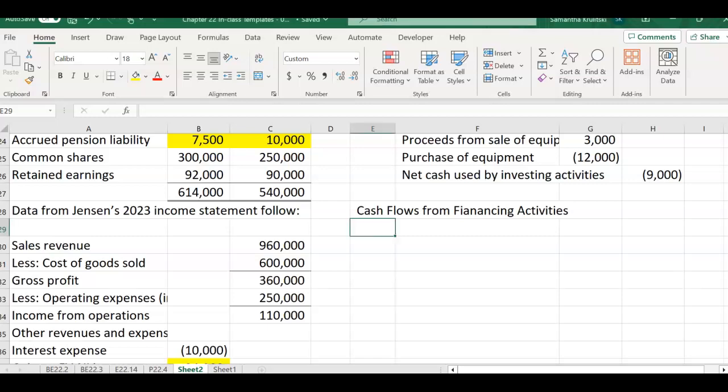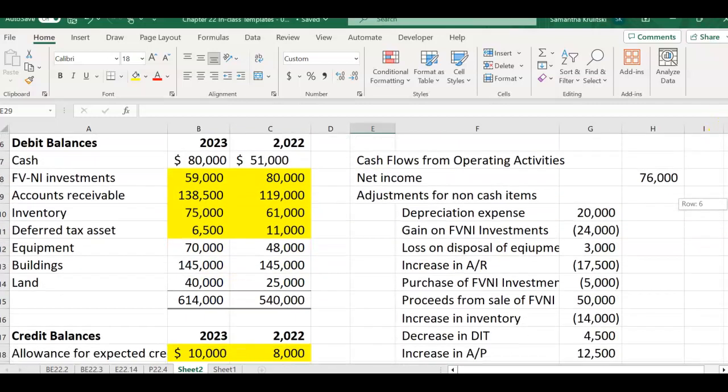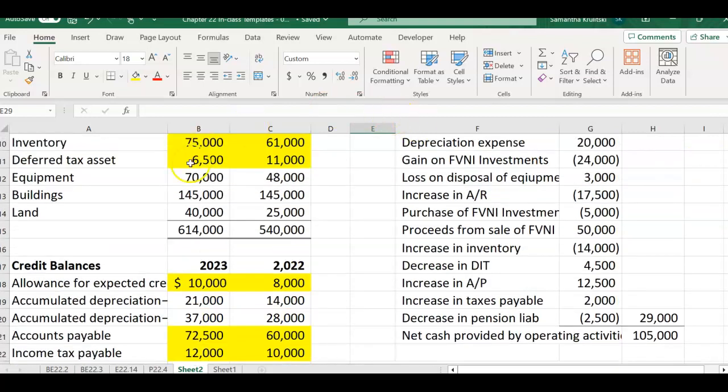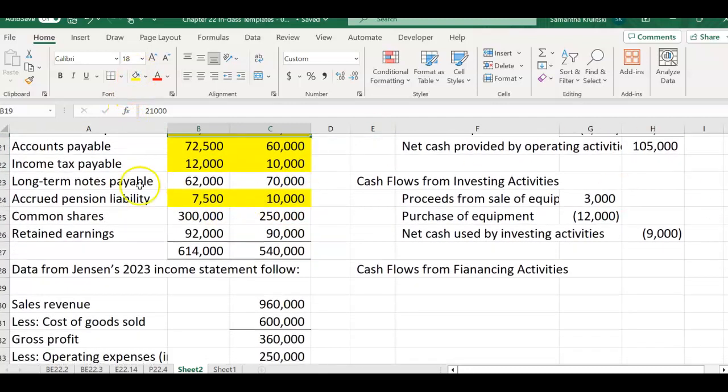So now we're going to be taking a look at our financing activities. Looking at our balance sheet here, we've now taken care of our investing activities. I'm going to highlight it in yellow. We have covered that. And we've got long-term notes payable, which has changed. It's decreased. So what does that mean? We must have made some payments on our long-term note payable.